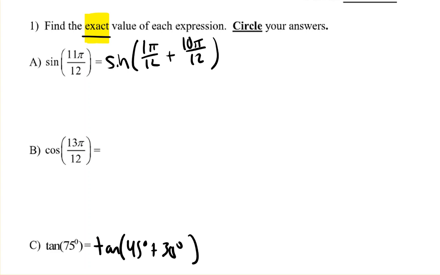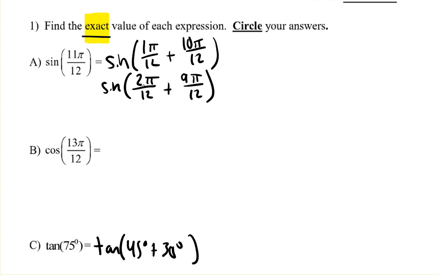And then I just ask myself, do I have 1 pi over 12 memorized on the unit circle? No. Okay, then that's not good, so I can't work with this. But it's okay because it's still a place to start. So what I would do is make this a little bit bigger, maybe 2 pi over 12, which means this needs to be a little bit smaller because they still have to add up to 11 pi over 12.